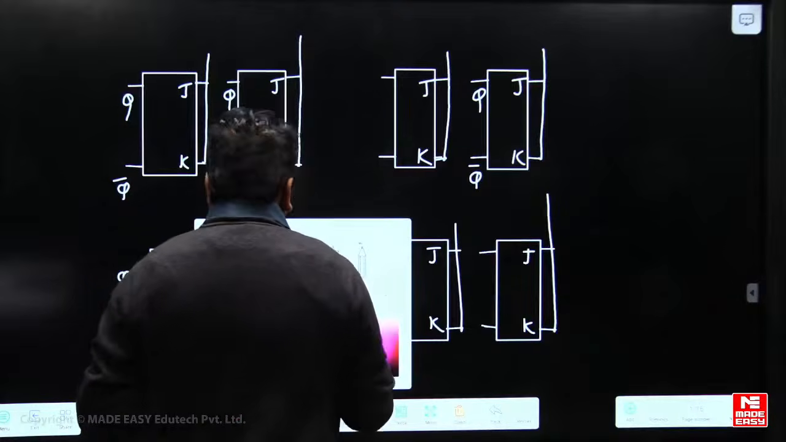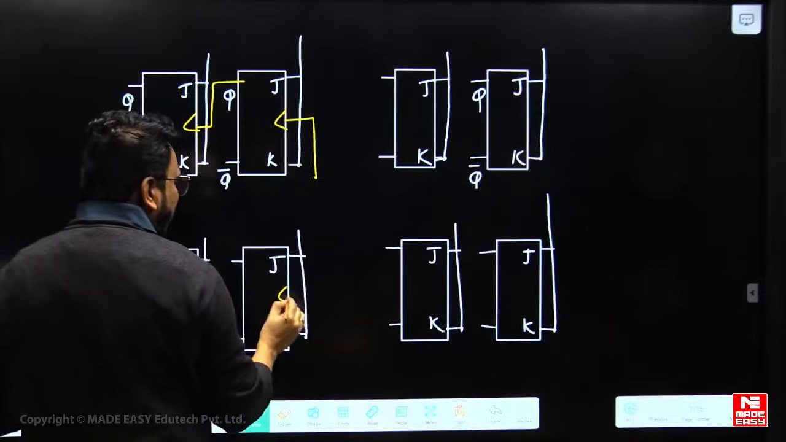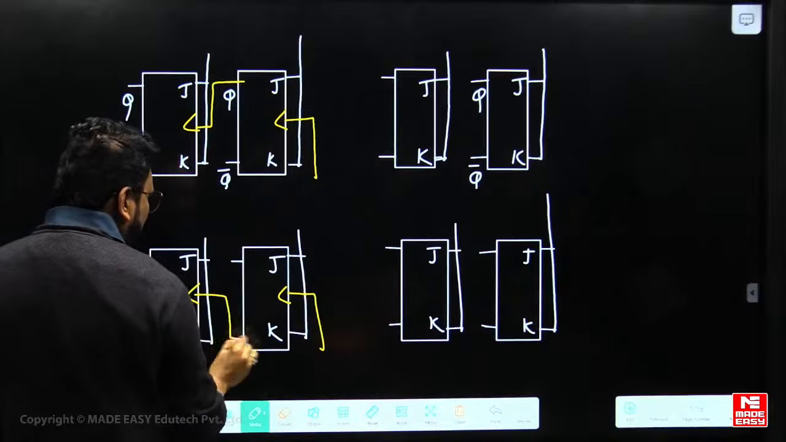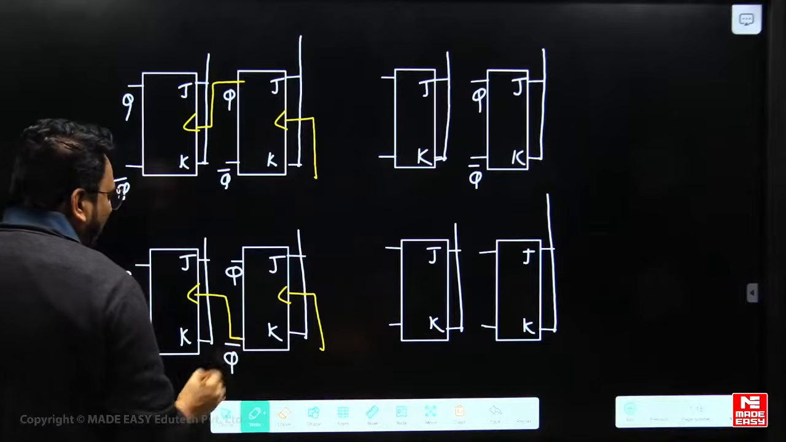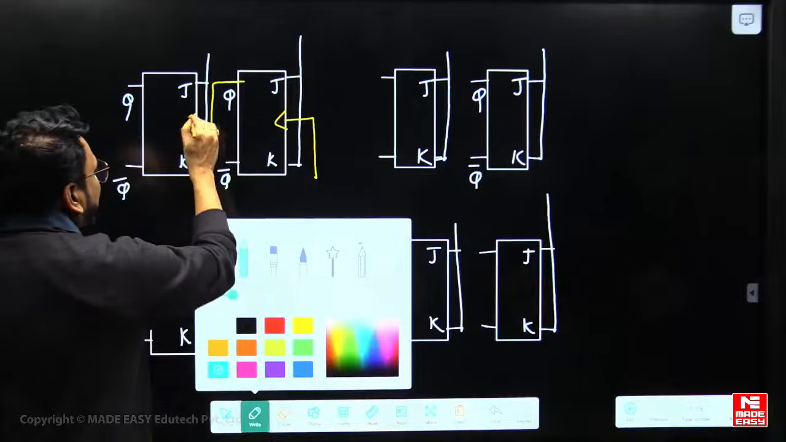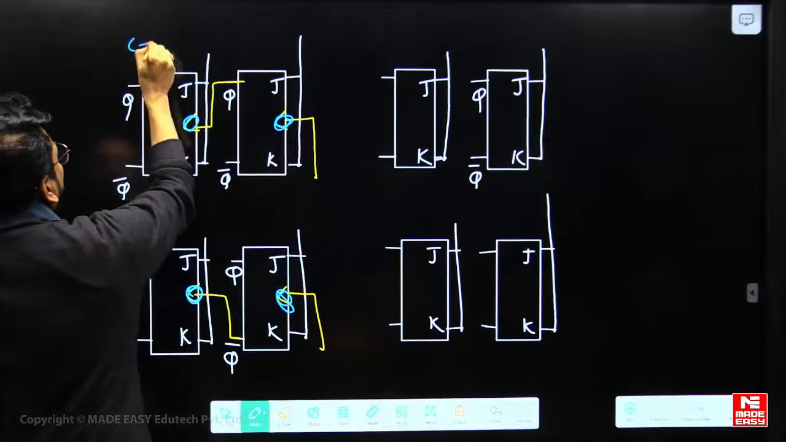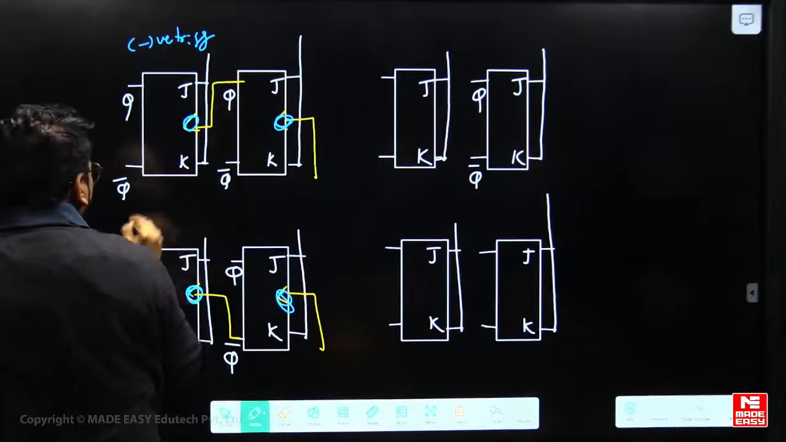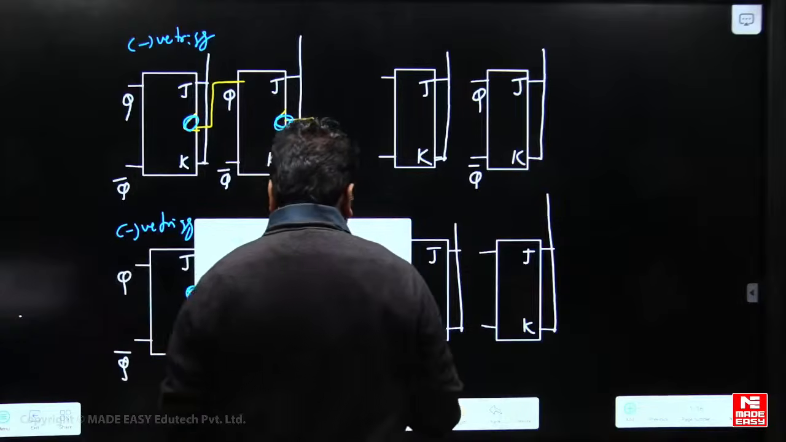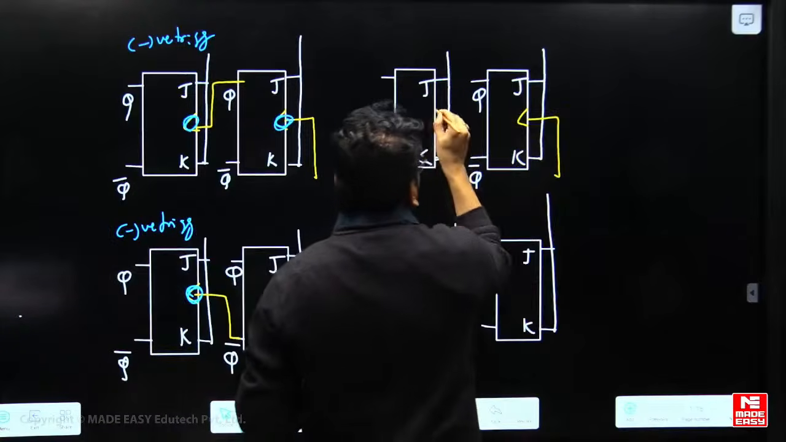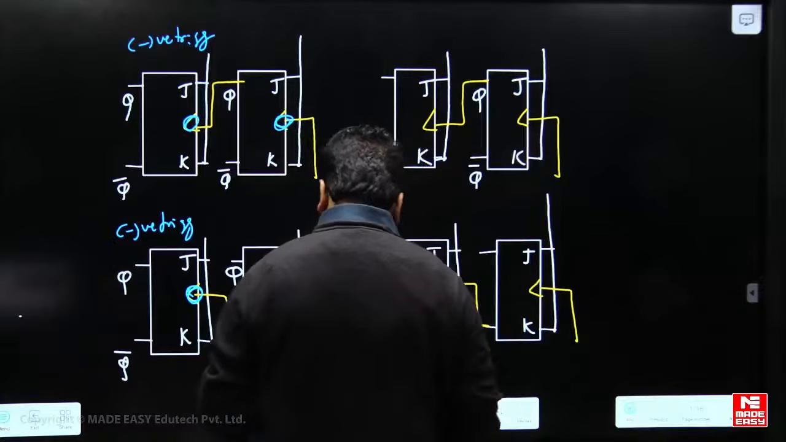Here you connect like this, clock, and this is from this. So these are nothing but asynchronous counters only. Now, the interesting thing here is, observe the difference between these pictures and those pictures. Here bubbles are there. That means this is negative triggered, and this is also negative triggered. And here, if you observe, we are connecting these without any bubble. So we can say these are positive triggered.